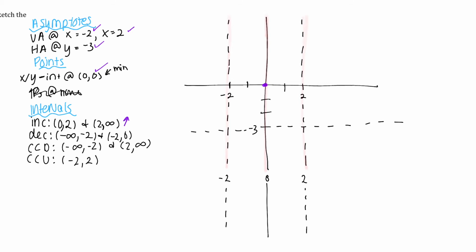So for increasing, we are increasing from 0 to 2, and then from 2 to infinity. We are decreasing from negative infinity to negative 2 and negative 2 to 0. We are concave down from negative infinity to negative 2, and then from 2 to infinity. And we are concave up from negative 2 to 2.